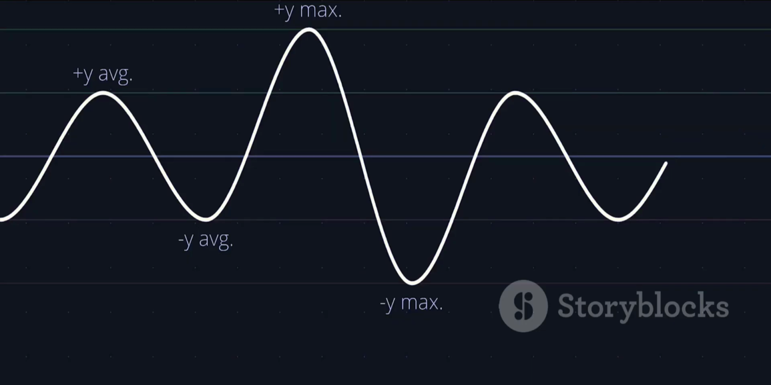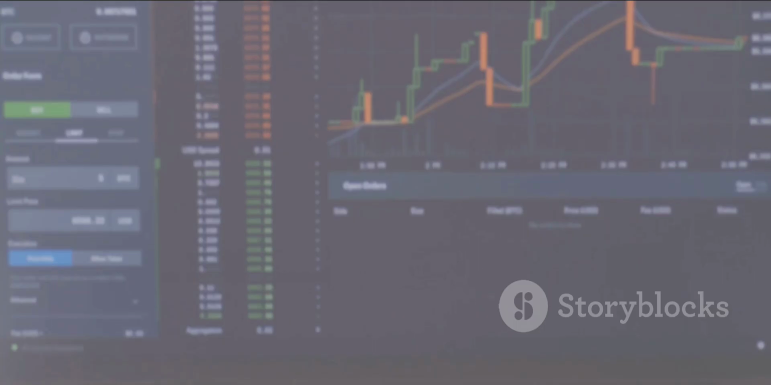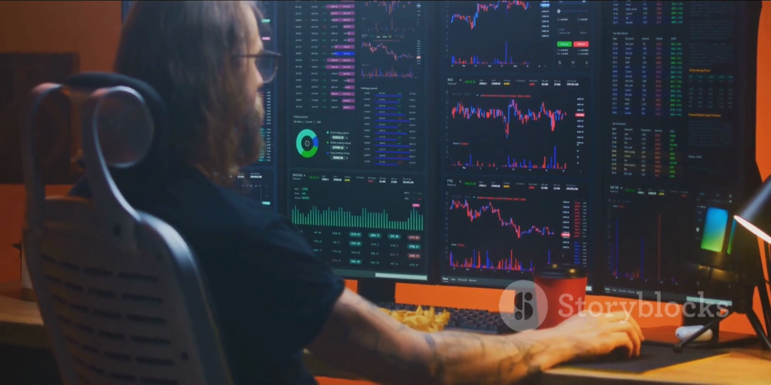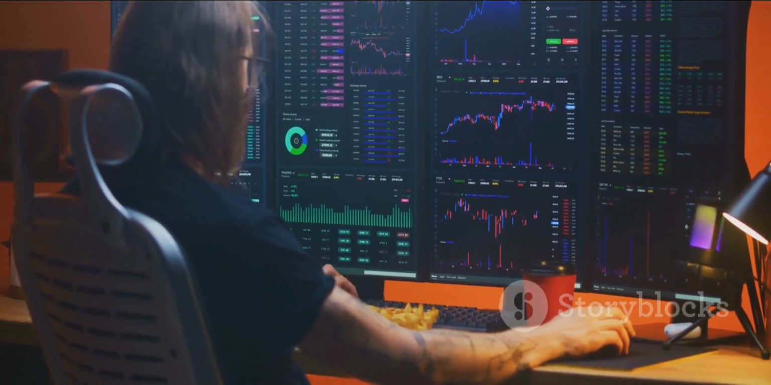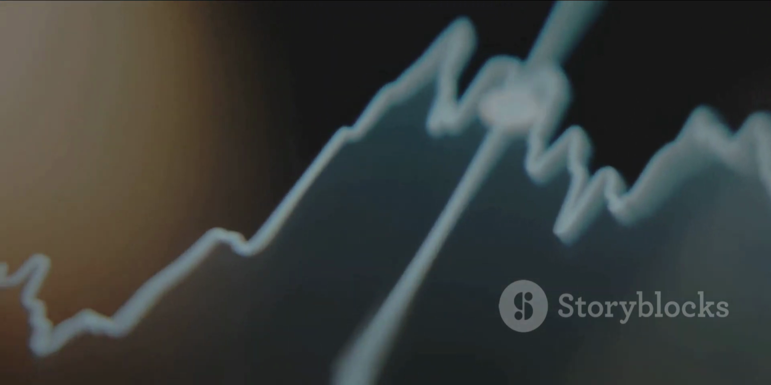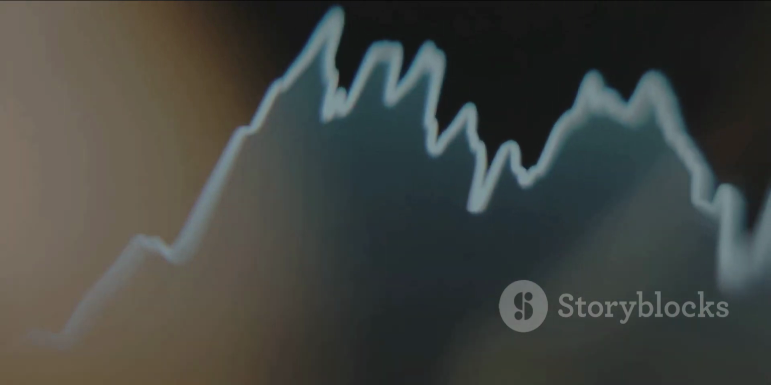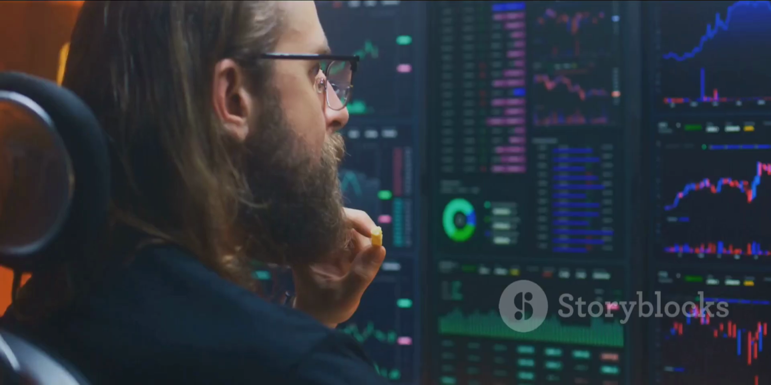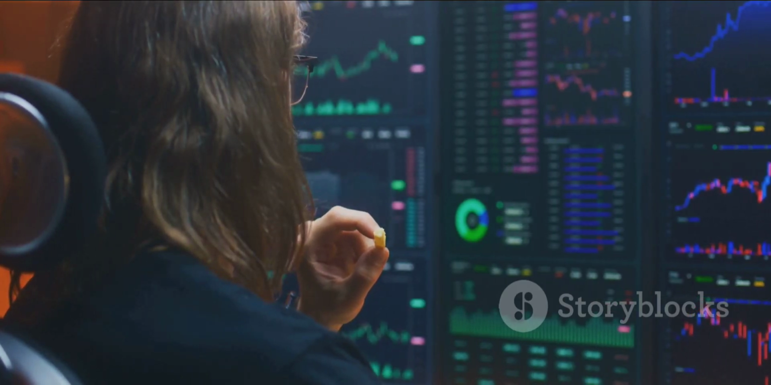Corrective waves are more complex and can take on various forms. They typically consist of 3 subwaves, A, B, C. These waves correct the preceding impulse wave. Corrective patterns can be challenging to identify as they are less defined than impulse waves. Understanding the characteristics of each wave and its relationship to other waves is crucial for accurate Elliott wave analysis. This knowledge can help traders identify potential trading opportunities.